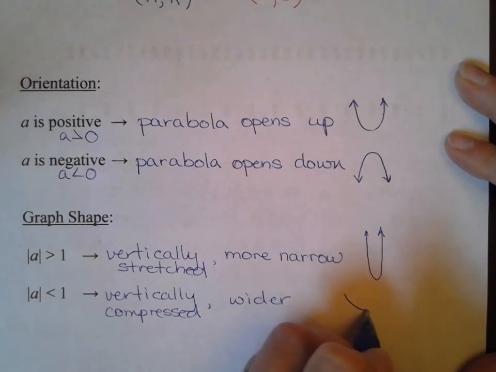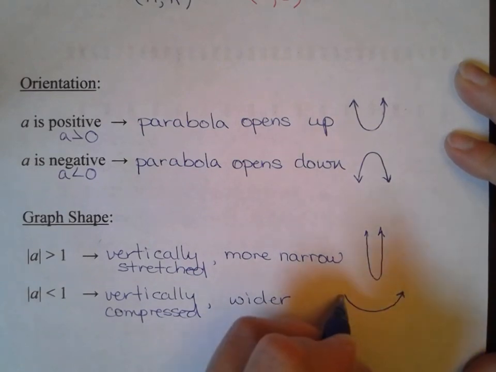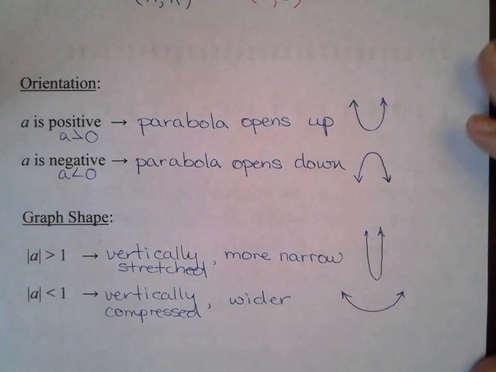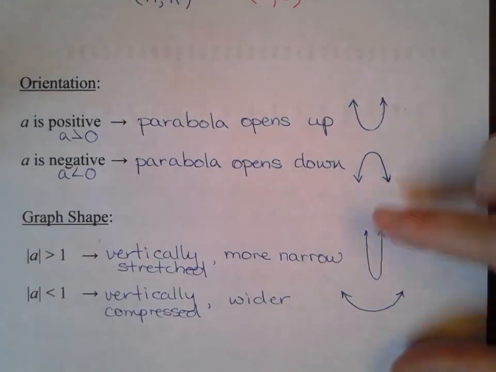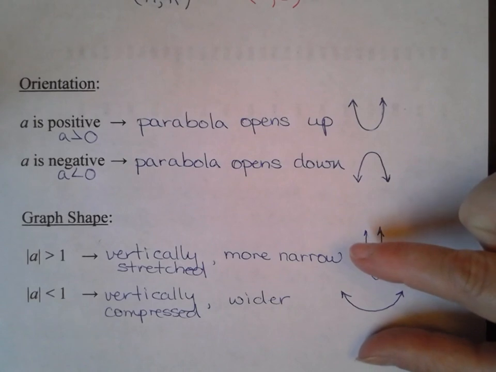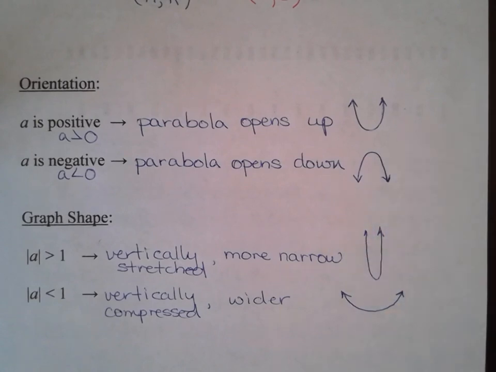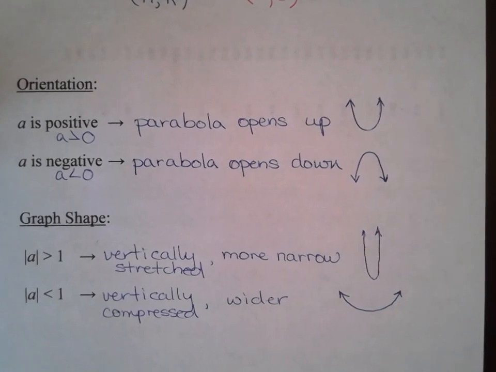So the bowl, it's almost like we've set something heavy on the parabola and it's sort of squashed out the sides. We've squished it vertically and it's become wider. Okay, so that gives you a little bit of a synopsis of how each part of the vertex form plays a part in the shape of the graph.